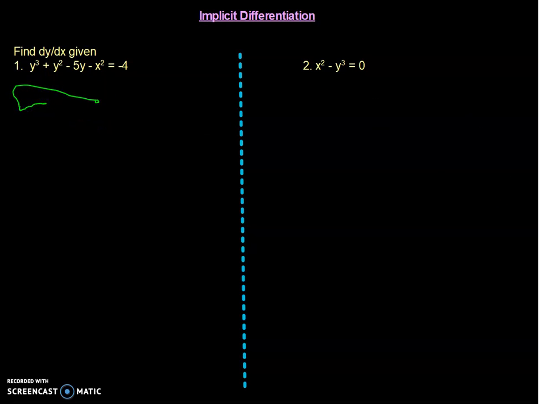If I derive that, this would give me 3y squared, and remember dy over dx since I derived the y, not actually x. And then plus y squared would be 2y, again noting dy over dx, minus 5y, which is just minus 5 dy over dx.